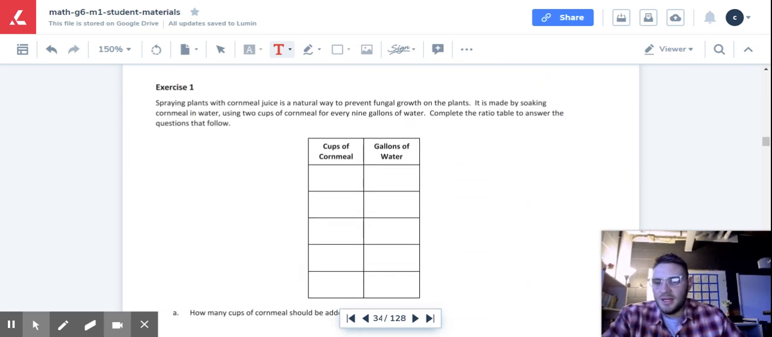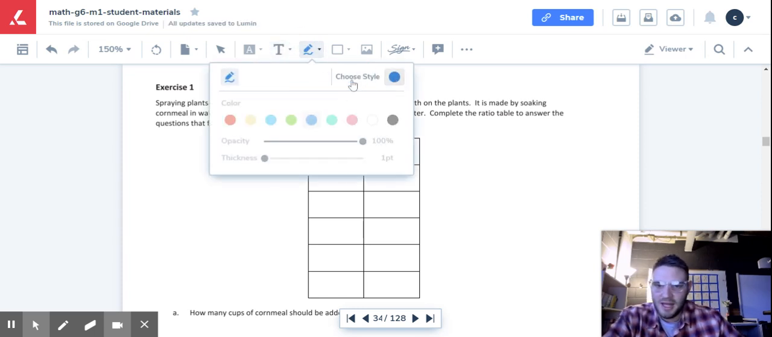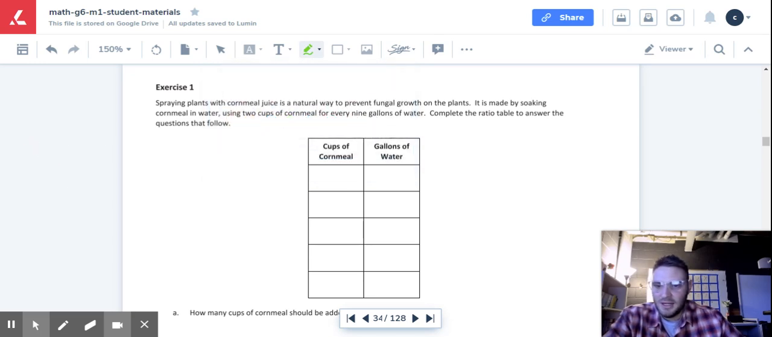Exercise number 1, spraying plants. Sorry, I got a little bit ahead of myself there. Spraying plants with cornmeal juice is a natural way to prevent fungal growth on plants. It is made by soaking cornmeal in water using 2 cups of cornmeal for every 9 gallons of water. That sounds like a ratio to me. 2 cups to 9 gallons, right?